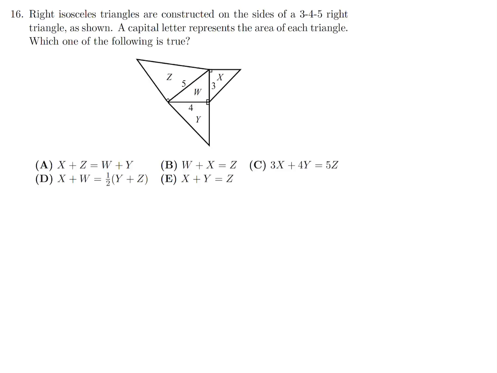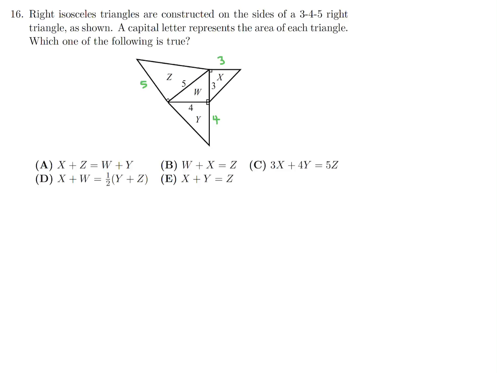Right isosceles triangles are constructed on the sides of a 3, 4, 5 right triangle as shown. A capital letter represents the area of each triangle. Which one of the following is true? All right, so a little bit of work here. They're isosceles, right? So if that's 3, then that means that that is 3 also. So label that there, 3. Similarly, this is isosceles, so both of those sides are 4. 4 and 4. And similarly, this is isosceles like that. So both of those sides are 5.